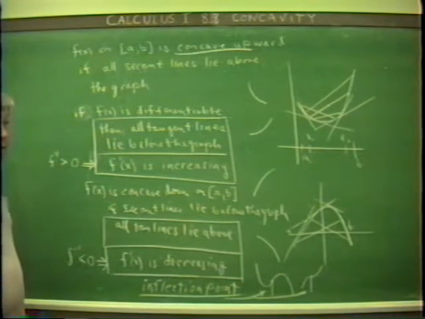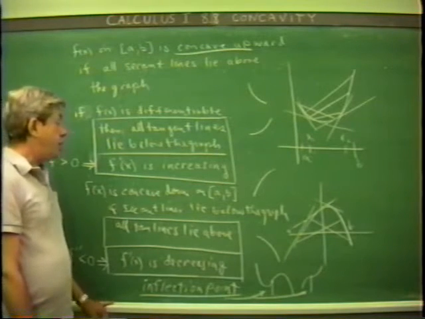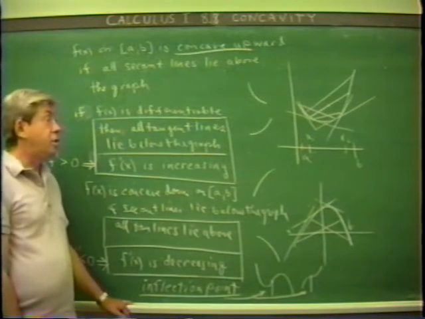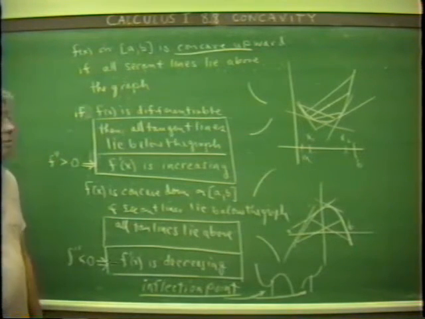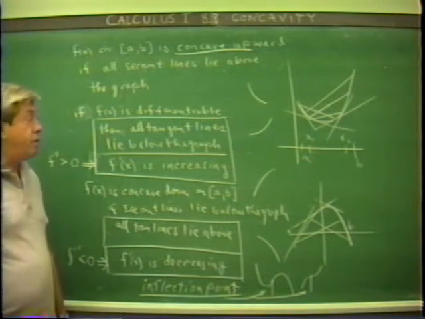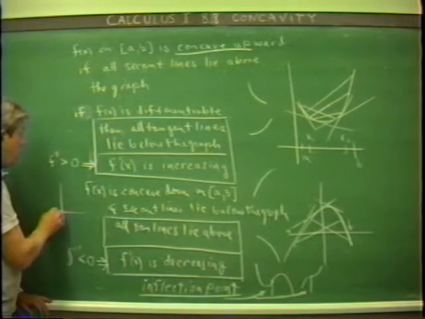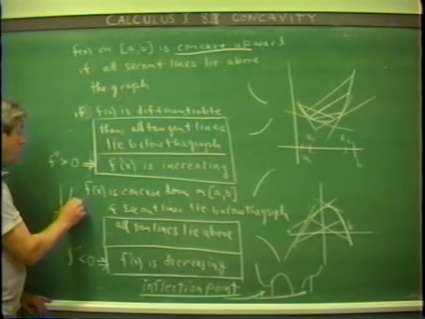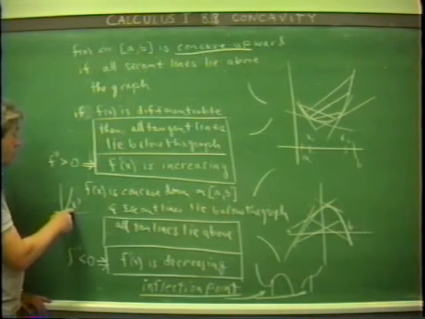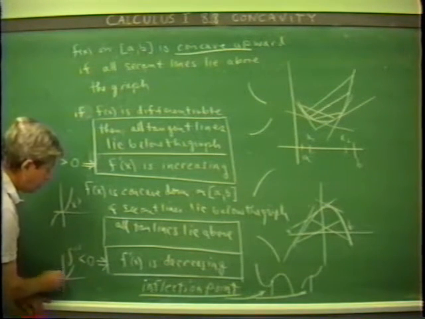It's not just enough, however, to check places where the second derivative is equal to 0, because these may not be inflection points. Just like it's not enough to check places where the derivative of a function is equal to 0 to find relative maxima and minima. A function does not have to have a relative maxima or minima just because the derivative is 0. A function may simply be flat there, such as the function x cubed at 0. The derivative is 0. It's not a relative maxima or minima.